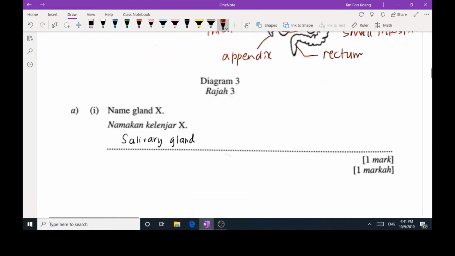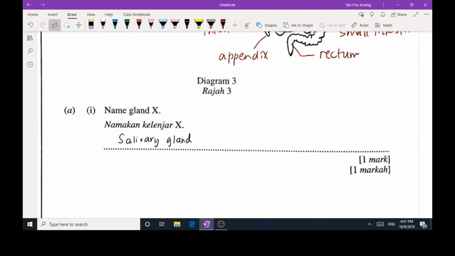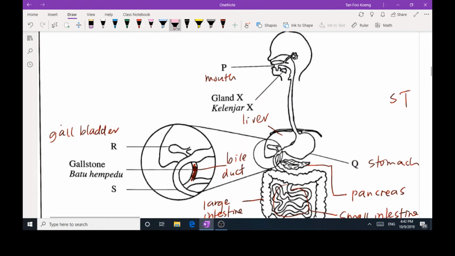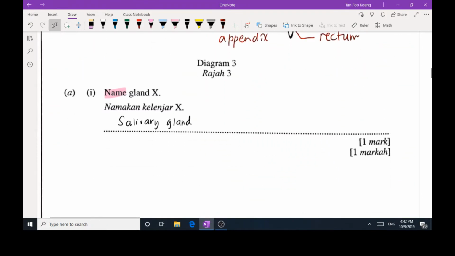Now let's move on to A. Name gland X. Now this is quite simple. So we have a task word name here. Name it. So make sure that you know how to name it. This is the salivary gland because it secretes saliva.